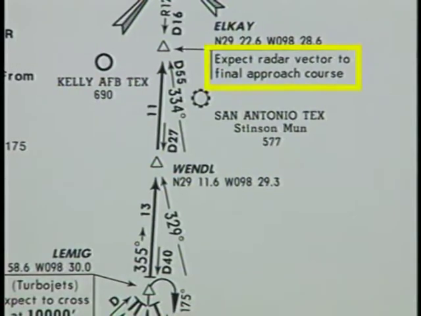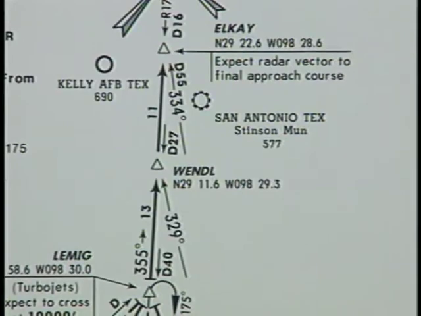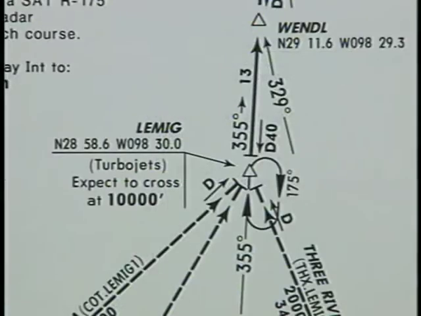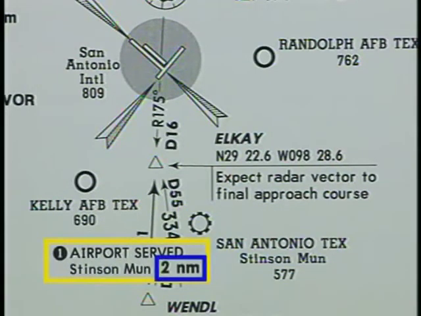This particular arrival utilizes radar vectors to the final approach course. You can distinguish the arrival route from the transitions by the solid route line. You will also notice that the STAR is named for the fix at which the arrival route begins. In addition to San Antonio International Airport, the LEMIG 1 arrival also serves Stinson Municipal Airport. Notice that the chart provides the direct distance from LK intersection, where radar vectors begin, to the airport served.